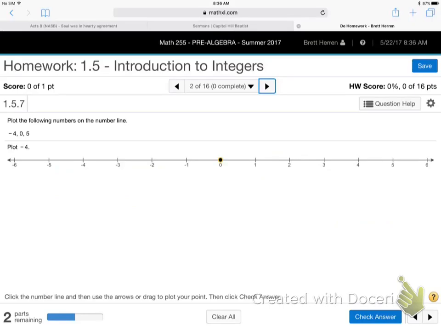So they said, okay, put -4, 0, and 5 on the number line. So -4 is right here, 0 is right here, and positive 5 is right there. They just want you to click on those 3 spots. In fact, I'll go back and do the question with you. I think we just literally click on those 3 spots and we're done. Let's go back and see.